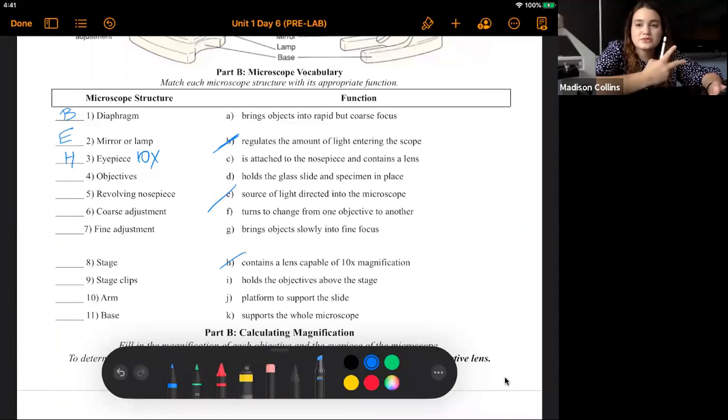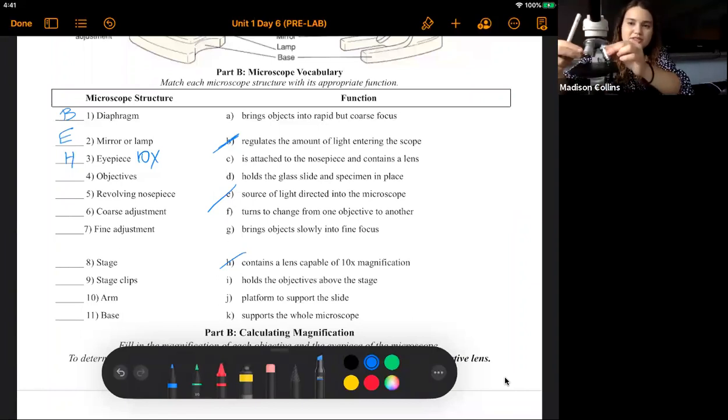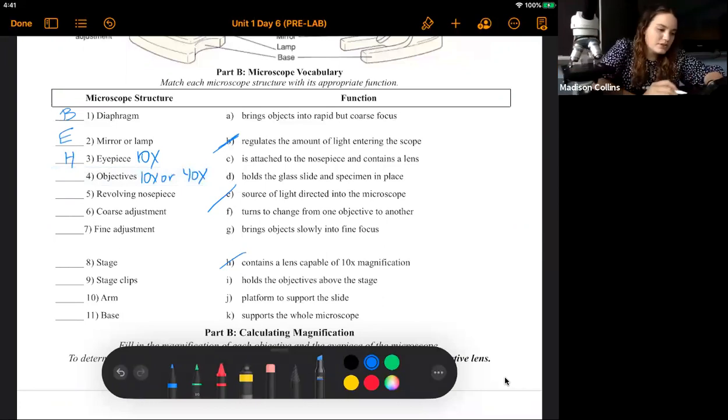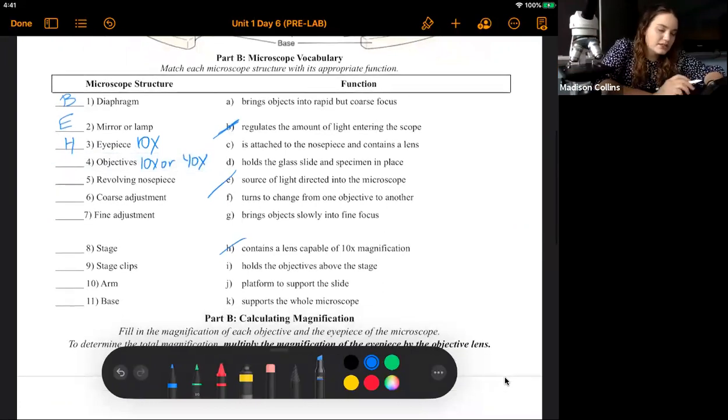Remember, I told you guys we're going to use 2 different objectives this year. We've got the low power, which is 10x, and we have the high power, which is 40x. So I'm going to write down 10x or 40x. Objective. So that's going to be C, is attached to the nose piece and contains a lens.